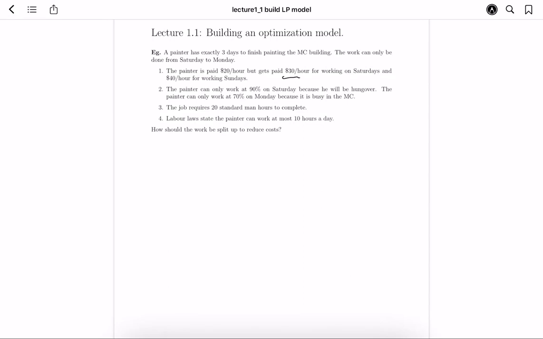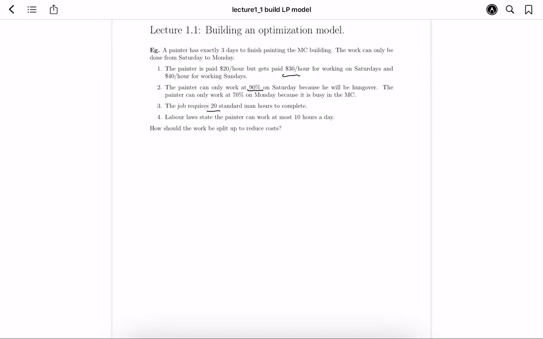Secondly, the painter doesn't work at the same speed. For example, he's working slower on Saturday. This means if we pay him to work for 10 hours, then he will be only working for 9 hours effectively. In total, we need 20 hours to finish the job, and the painter can work at most 10 hours a day. So the question is, how should we schedule the work for the painter so that the cost is minimized?